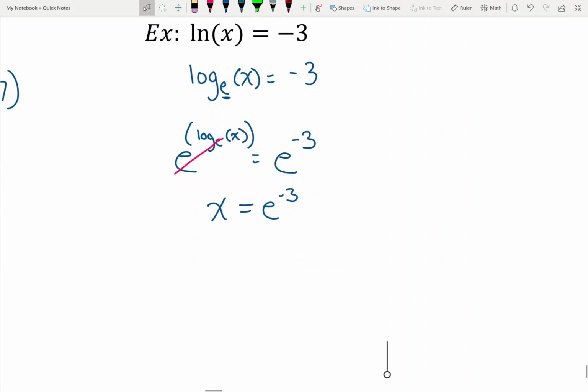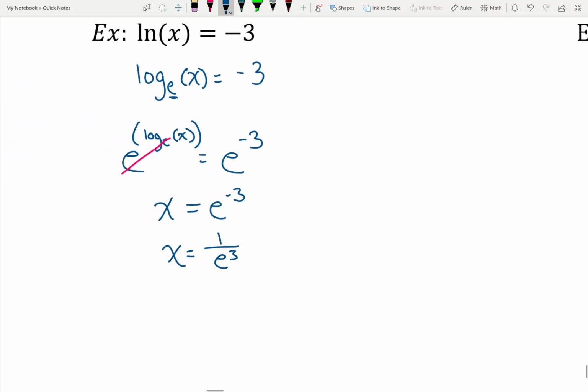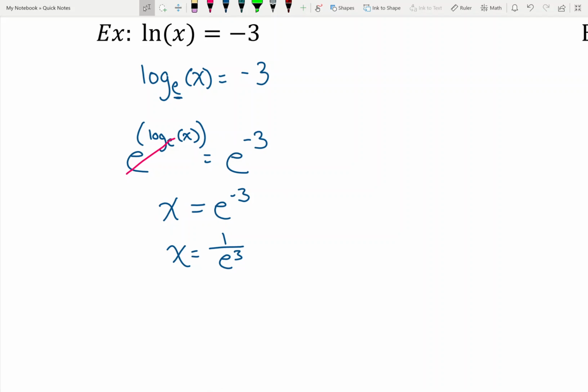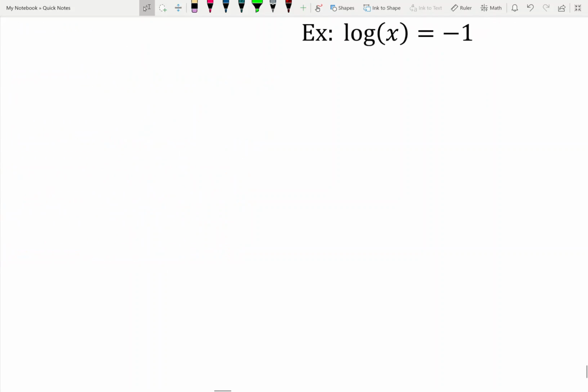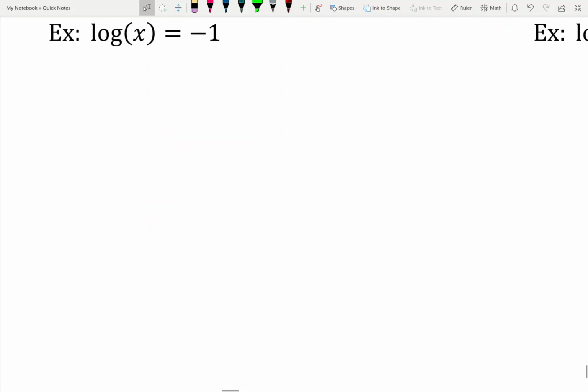So e to the minus 3, how can we rewrite that? Well, that's 1 over e to the third. Alrighty. So as you can see, we're using literally all the knowledge that we've learned in the past couple of videos all together now, just to solve for these x's. I think we got 2 more.